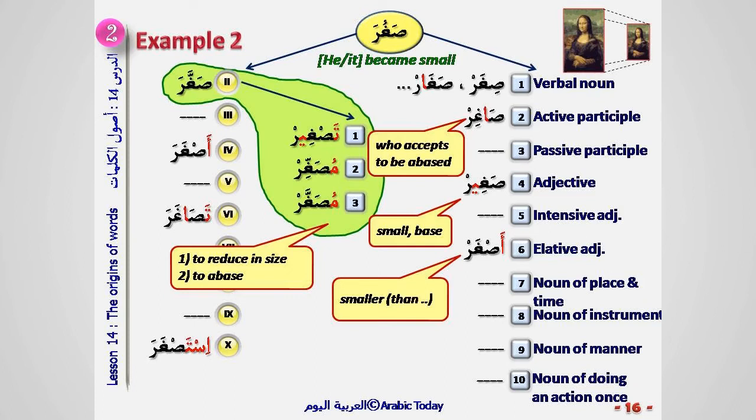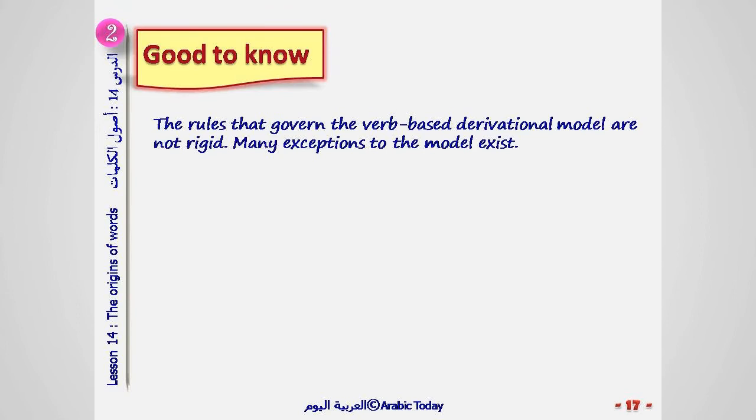Note that certain patterns are used only in the figurative sense, as is the case with the active participle صاغر, a man who accepts to be abased. It is good to know that the rules that govern the verb-based derivational model are not rigid. Many exceptions to the model exist.